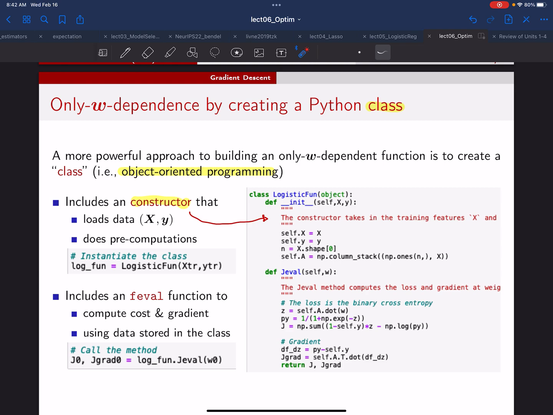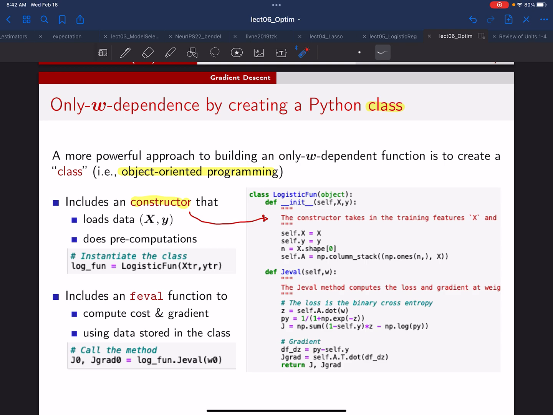Okay, so now that we've set up this class, we first instantiate it. We'll call this instantiation logfun. Then when I want to access this method or function within the class, I do logfun.jeval, and then I pass in what it expects, which is a W vector. This is exactly how we had been using linear regression, or how you will be using logistic regression. You would instantiate it, and then you would do linreg.fit and give it the data, right? That was an example of this, where it has a fit method, but then it also has a predict method and many other methods.